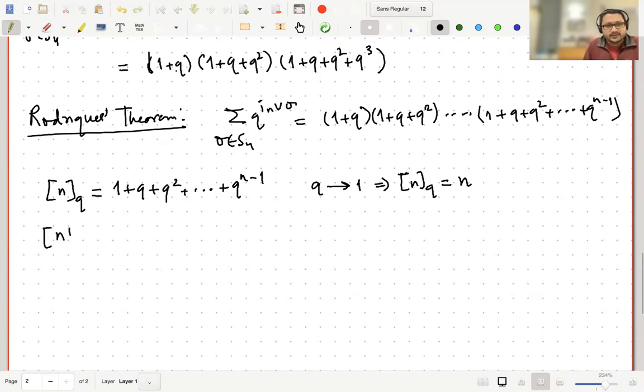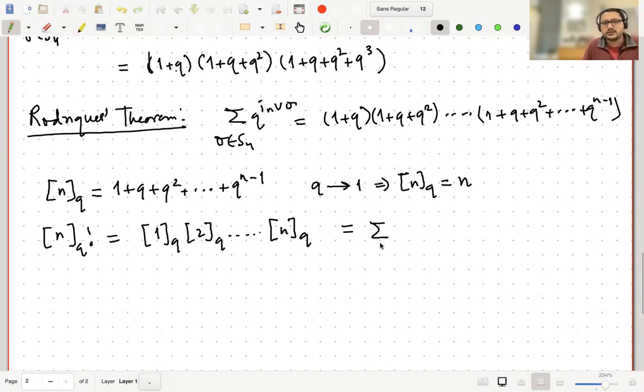And similarly, we define n factorial q. Sorry, the factorial has to come outside. So similarly, we define nq factorial to be 1q, 2q, and so on up to nq. And this is exactly this polynomial, right? So whatever I have here. So this is a very nice representation of the inversion polynomial.